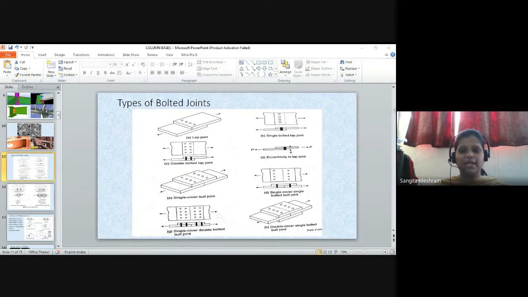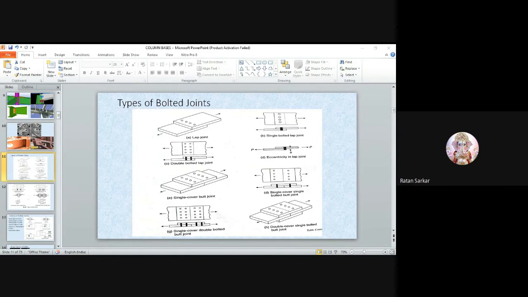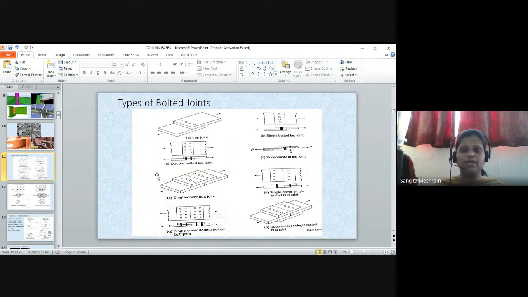What is meant by lap joint and what is meant by butt joint? Clear with this? Yes, ma'am. Okay. This question may be asked: what is lap joint, what is butt joint, single cover, double cover? According to the conditions or the problems, we have to provide the single cover or double cover, and that is only in case of butt joint. In a lap joint both plates overlap, so we don't have to provide the cover plates.